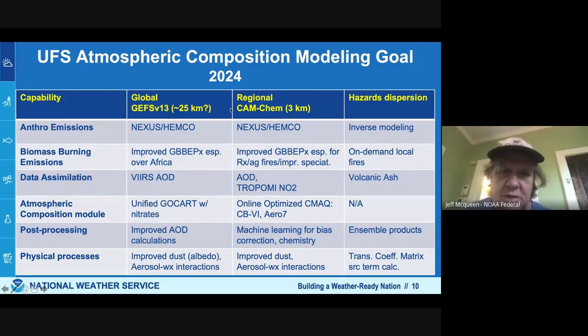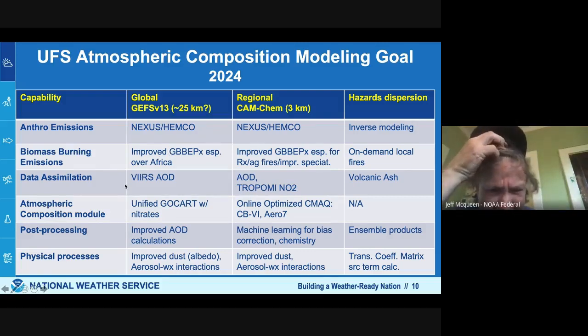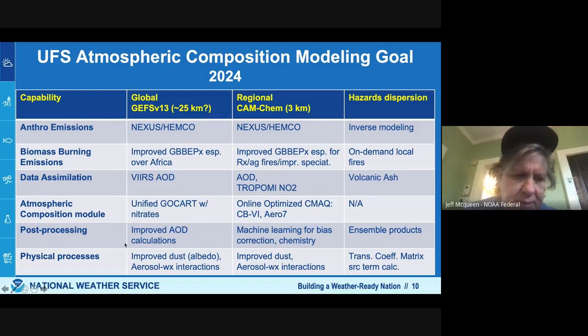And we're going to improve globally and regionally, and you're going to hear about this in less than 20 minutes if I stop talking. On the NEXUS HEMCO system, you'll hear about that, the new emission system, from Patrick Campbell. You'll hear about the biomass burning emission systems from Shobha's group and then what he plans to do, data assimilation. There is one talk on that later. George Grell is talking about the GOCART coupling next.